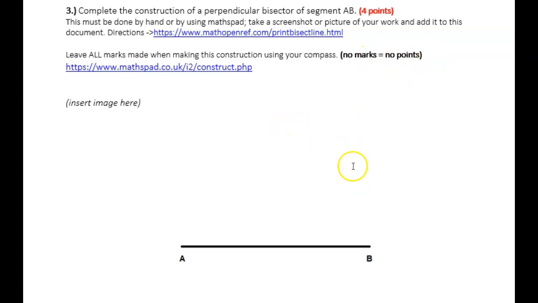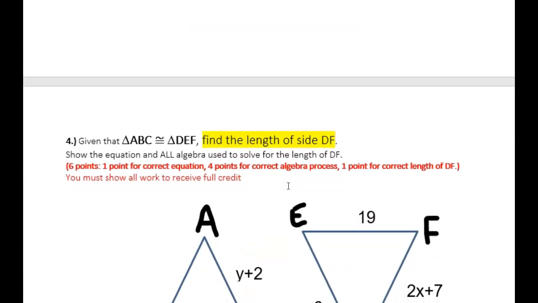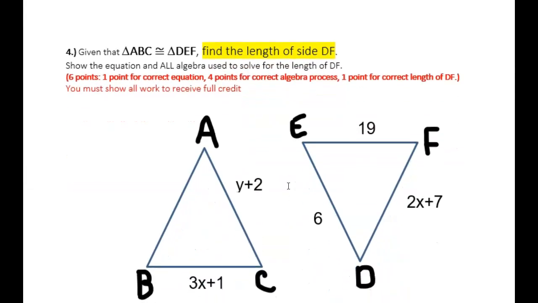What does that mean? If you are putting a mark on your document to find the perpendicular bisector, you need to leave the marks on there. Here's the link from MathsPad if you want to open this up. It'll walk you through it, but you need to go ahead and construct it. You should put your image right here. I don't want it as a separate document. I need you to put it right here on this document. We're going to move on to the last one, number 4. So if you want to pause and do number 3, you can go ahead and do that.